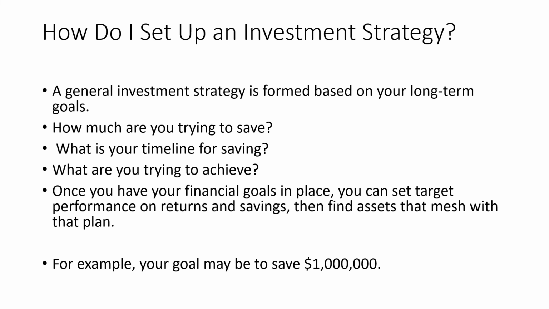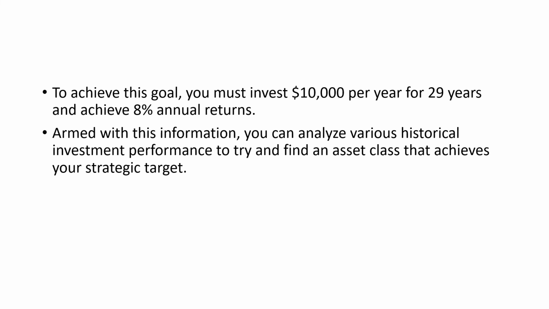Once you have your financial goals in place, you can set target performance on returns and savings, and then find assets that would mesh with your plan. For example, your goal may be to save some X amount of money. Then to achieve this goal, you must invest some Y per year, every year. You would be investing this for, say, A number of years to attain some B% annual return. With this information, you can analyze various historical investment performance to find an asset class that would achieve your target.